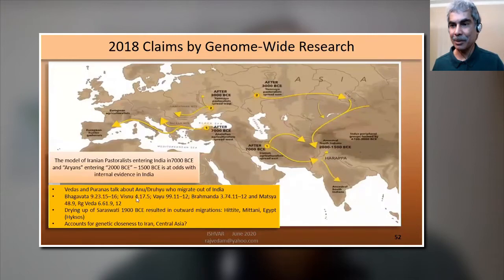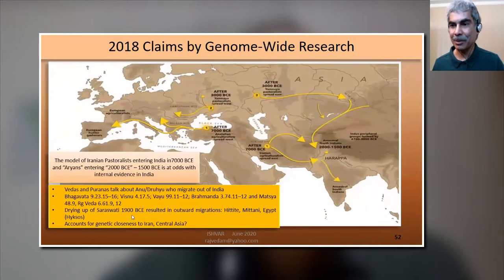When this paper came out in my 2018 talks, I criticized this, saying that Vedas and the Puranas are talking about the Anu and the Druhyu that migrate out of India. And how does that reflect in your data? It doesn't show in your data. I said that Bhagavata Purana, Vishnu, Vayu, Brahmanda, Matsya Purana, Rig Veda, all are talking about Anu and Druhyu who go out of India. Are we going to discard the internal evidence that we have because Max Muller told us, don't consider these texts? Or are they valid indicators for us, our ancestors' observations of data, people moving out of India? Are we going to use that or not?